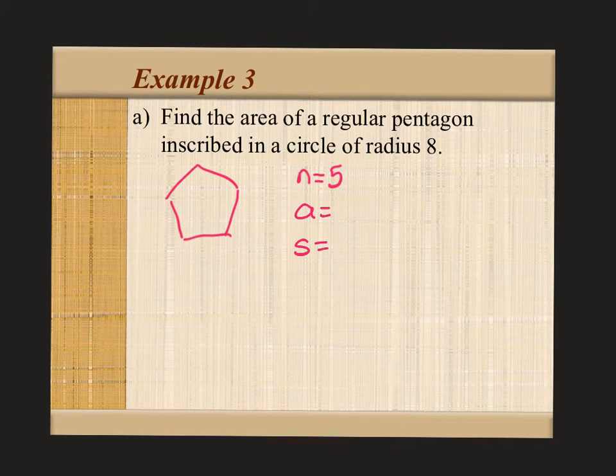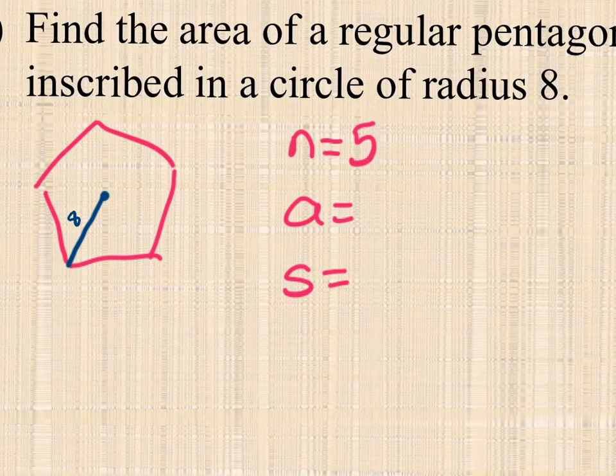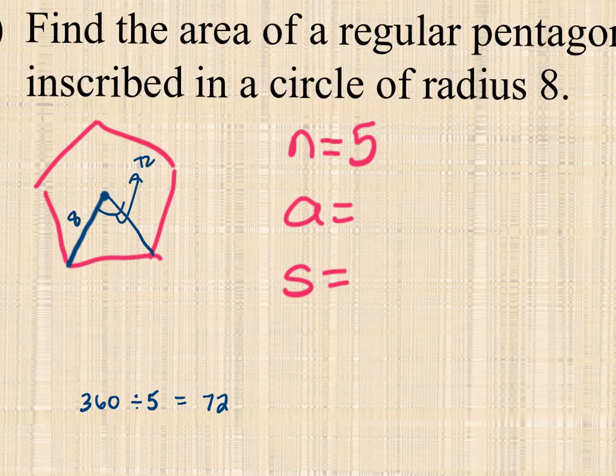So the radius goes from center to vertex. That's going to be 8. I don't have the side length or the apothem. But what I do know is if I take 360 and divide it by 5, I get 72. That would be this whole big angle. And then I need to make a right triangle. So I add the apothem in there, which divides that by 2. And now I have 2 triangles that are congruent, because I would still have hypotenuse leg.